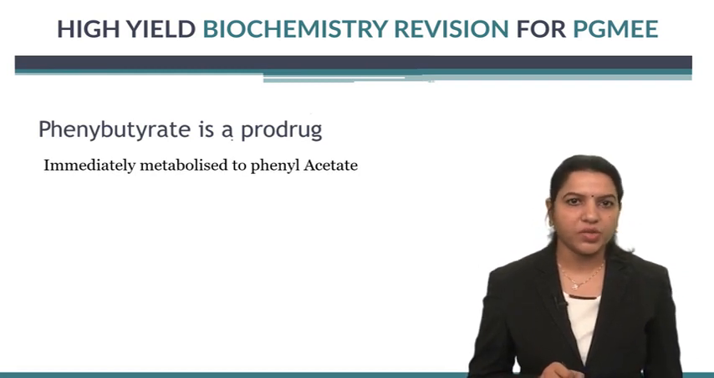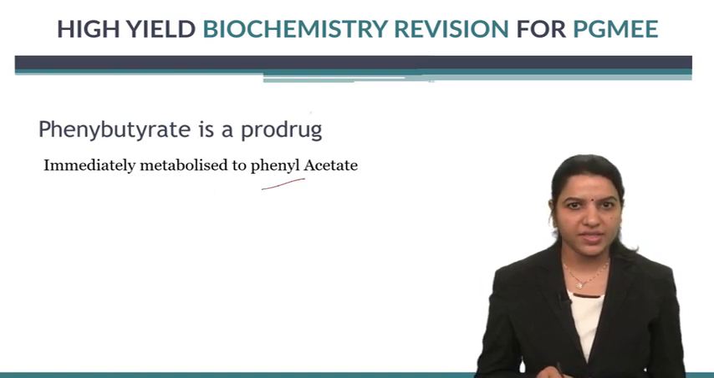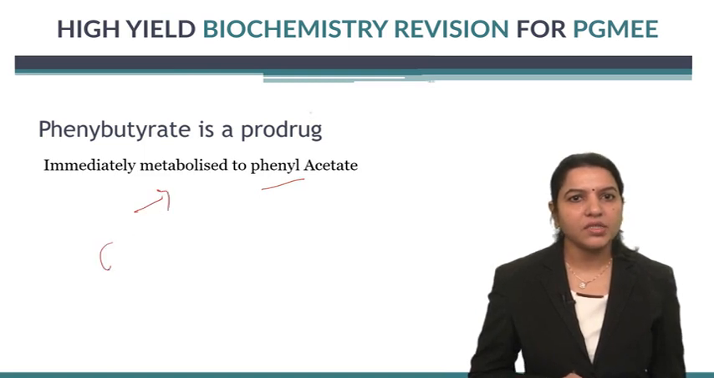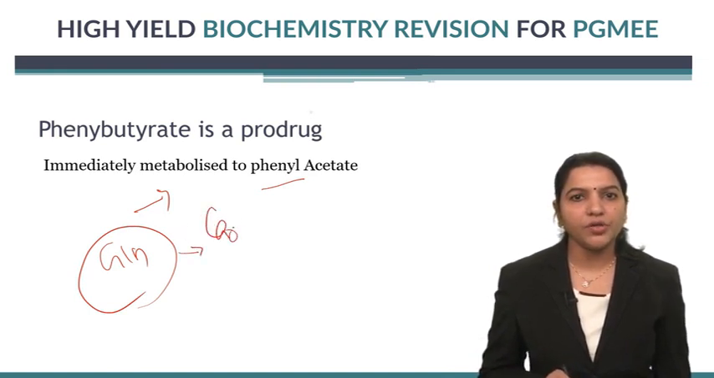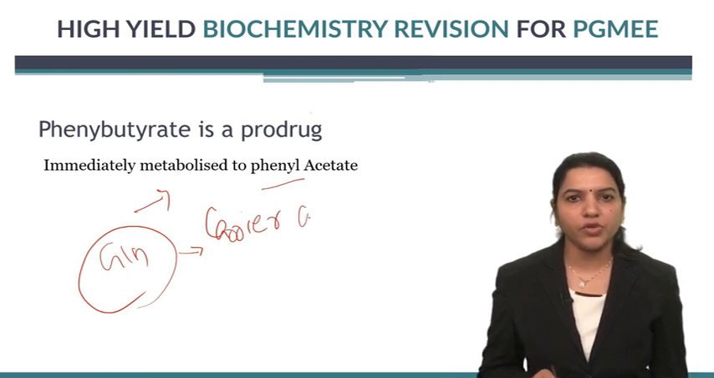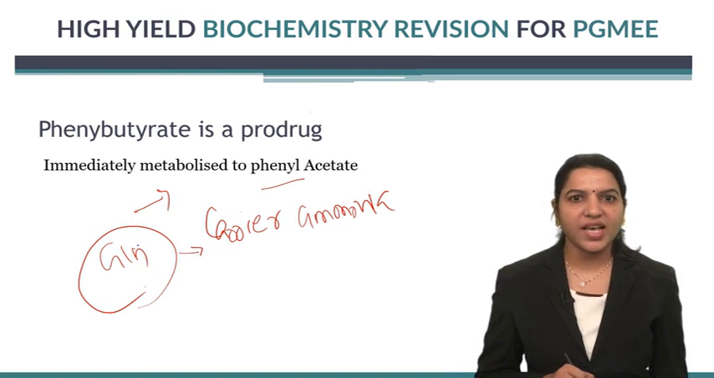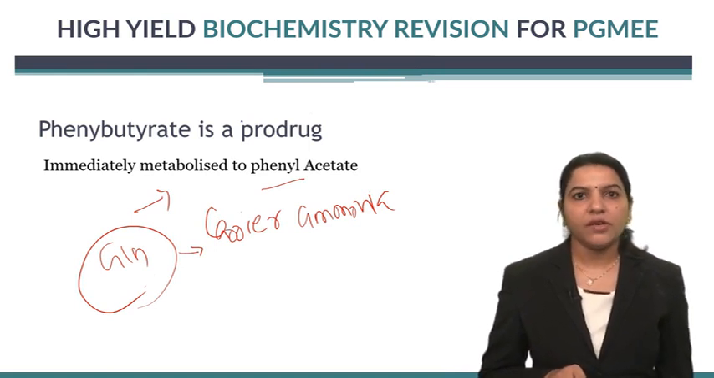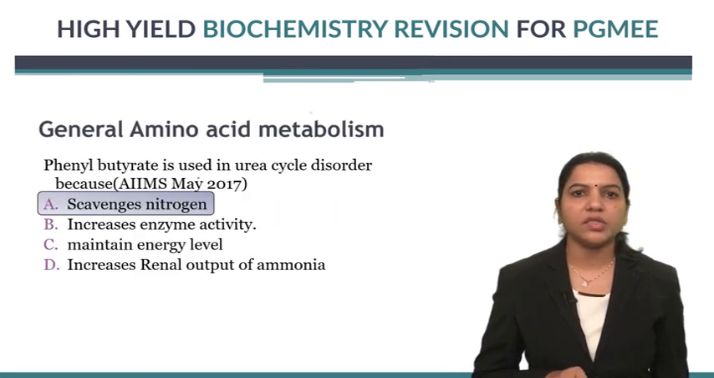This phenyl butyrate is a prodrug. So in the body, phenyl butyrate is metabolized to phenyl acetate, and this phenyl acetate combines with glutamine. What is the peculiarity of glutamine? Glutamine is the carrier of amino groups or ammonia, the transport form of ammonia in our body. So glutamine is in fact rich in amino groups or nitrogen. Once the phenyl acetate combines with the glutamine, it forms phenyl acetyl glutamine, and it is excreted through urine. So the answer for that question: phenyl butyrate is used because it scavenges nitrogen.